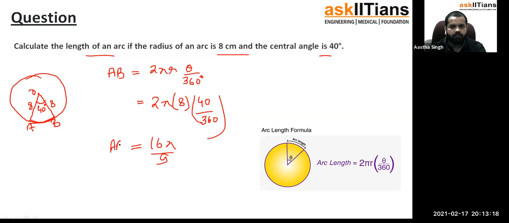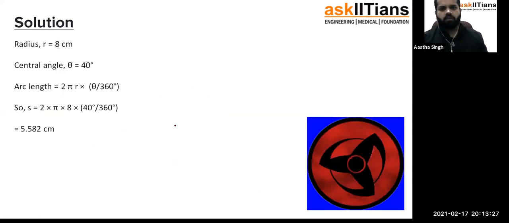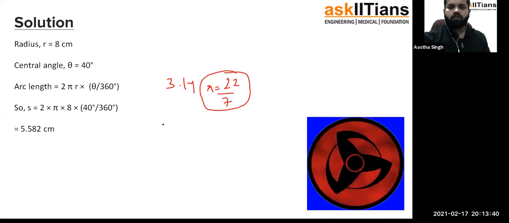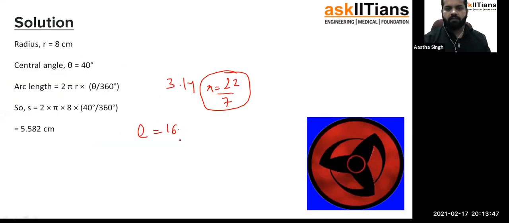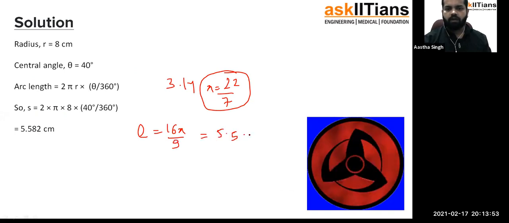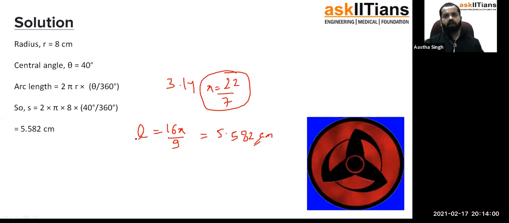So your AB length will be 16 pi by 9. Now just calculate by putting the value of pi as 3.14 or 22 by 7. The value of pi, I think you all know, 3.14 or 22 by 7. Then your 16 pi by 9 will be equal to 5.582 centimeter. I think the point is clear. You know the formula of the length of an arc: length of an arc is equal to 2 pi r multiplied by theta upon 360.